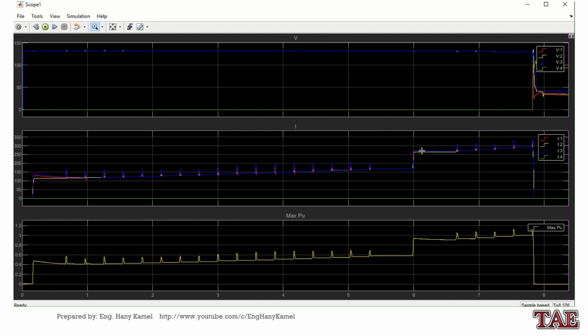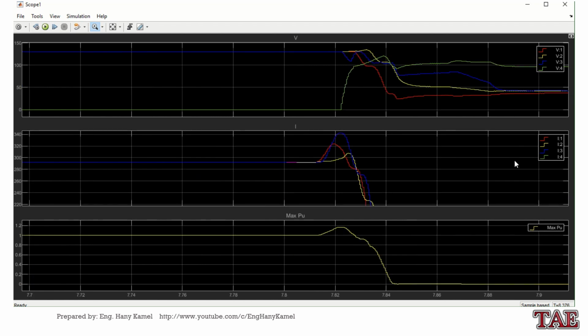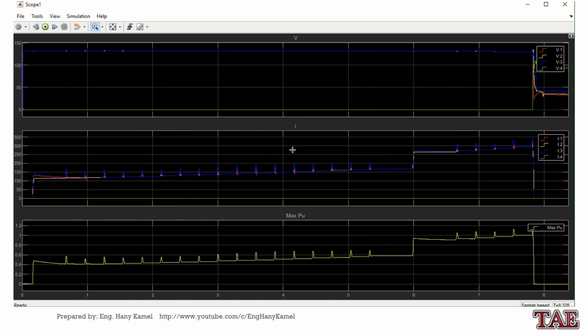And when we increased the loading and added some taps, the current difference between the high voltage side and the low voltage side is more than the setting of the differential relay. That's why it gives trip.